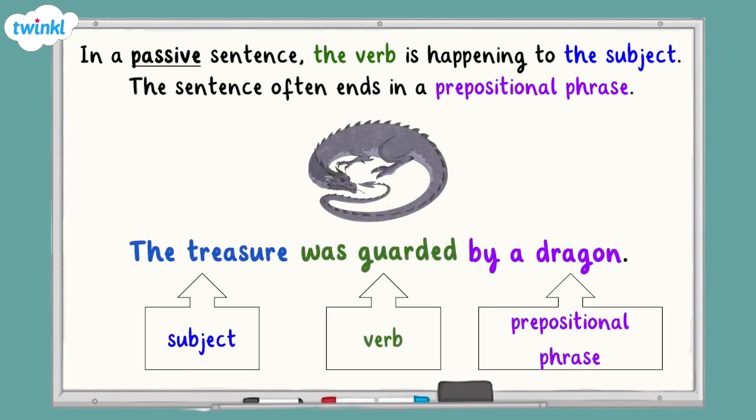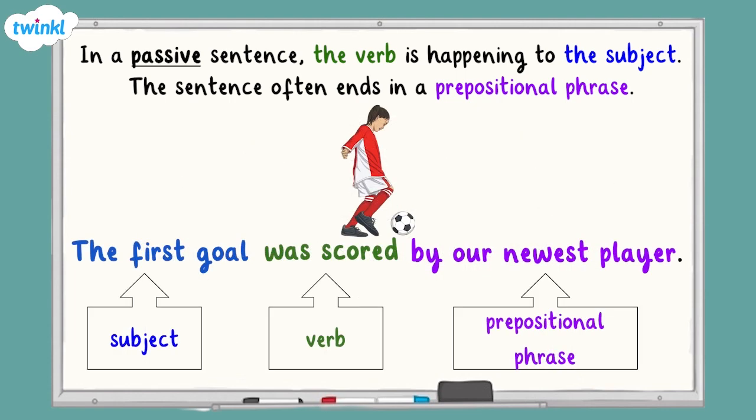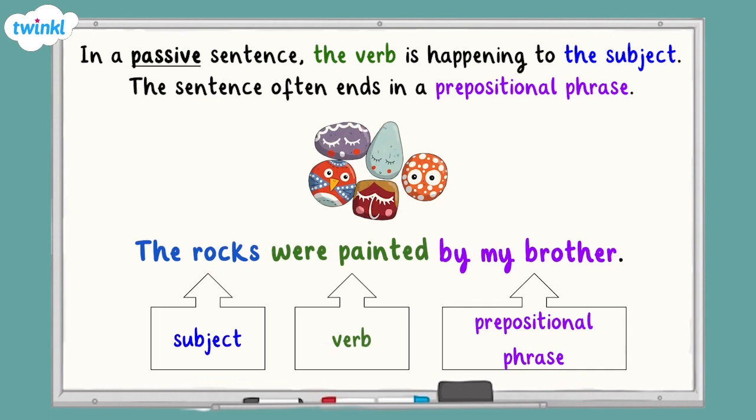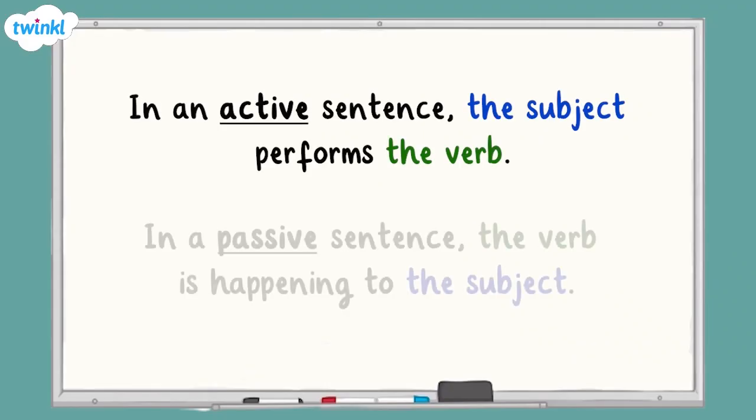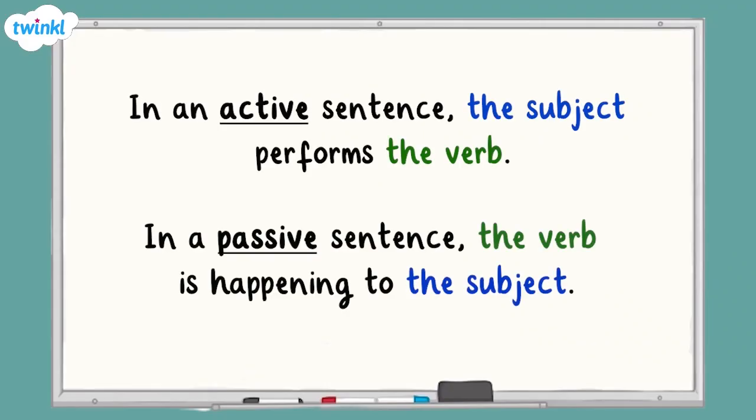The treasure was guarded by a dragon. The first goal was scored by our newest player. The rocks were painted by my brother. In these passive sentences, the verb is happening to the subject. When deciding whether a sentence is being written in the active or the passive, it's important to look at the subject. In an active sentence, the subject is doing the verb. In a passive sentence, the verb is happening to them.